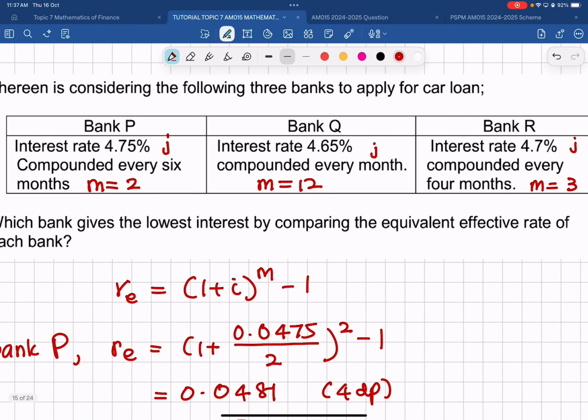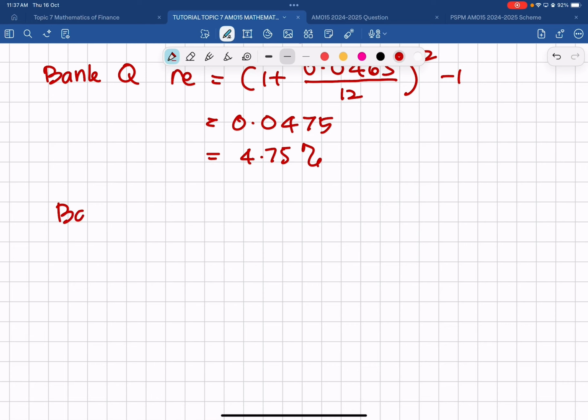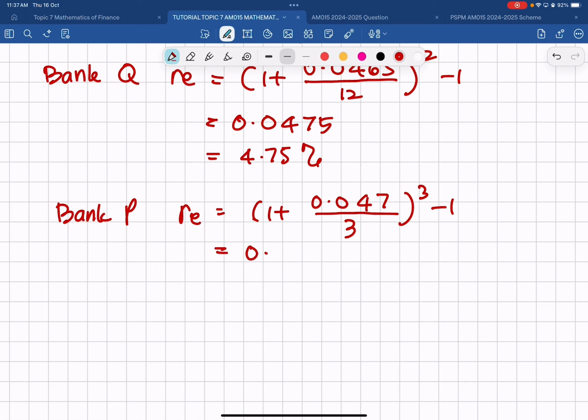The last bank, which is Bank R. Find the RE. 1 plus 0.0475 divide with 3 power 3 minus 1, 0.0477.